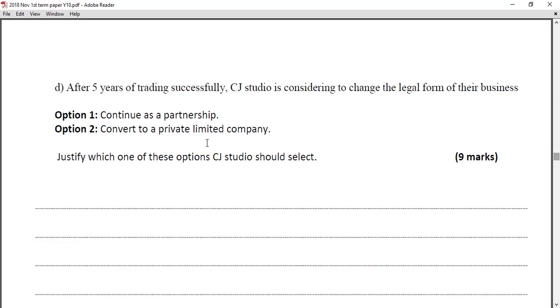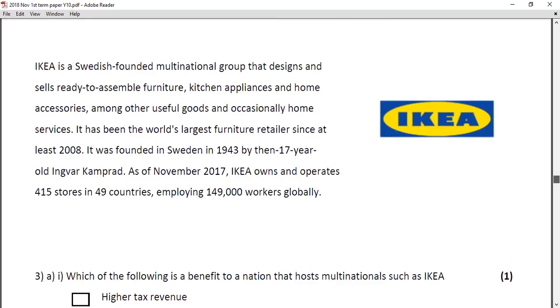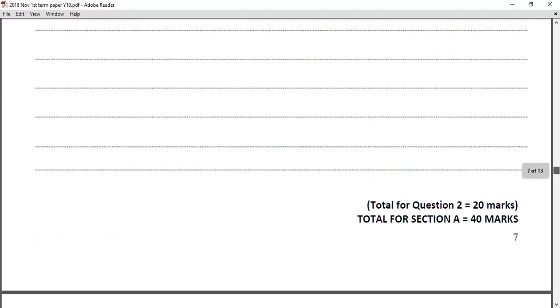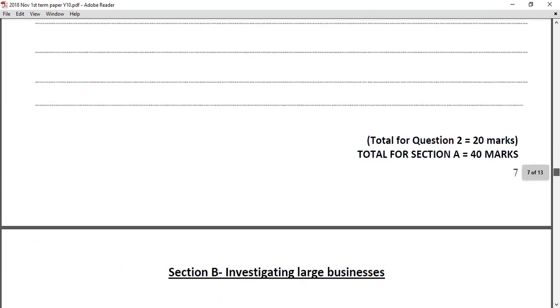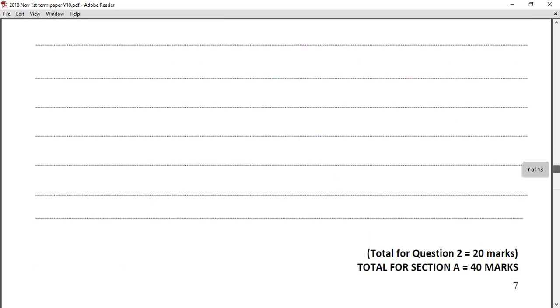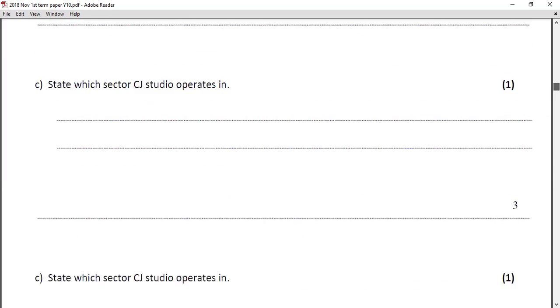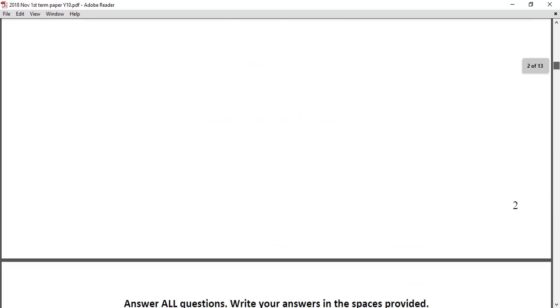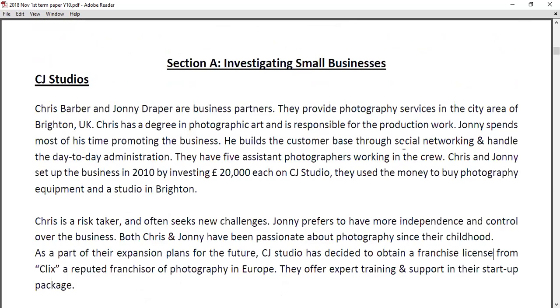Okay, so that's the end of the small business section. We talk about the 40 marks, section 2. We are going to start in my next session, the large business case study, IKEA. So this is the discussion of questions 1 and 2. This is the paper structure. This is the 2018 paper of the first term. The case study was CJ Studio, photographic services in Brighton, investigating a small business.